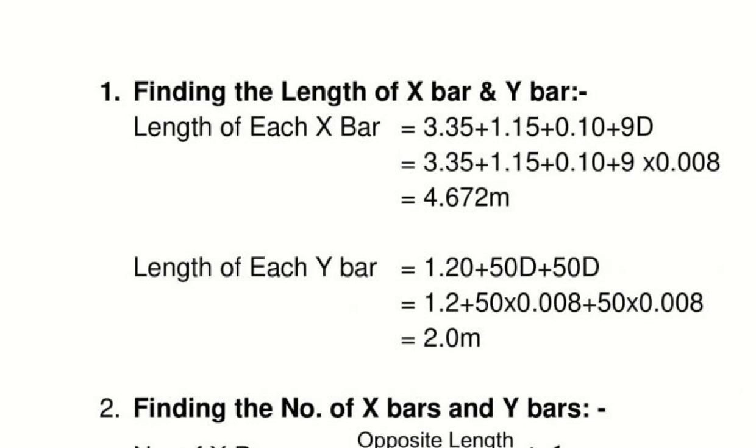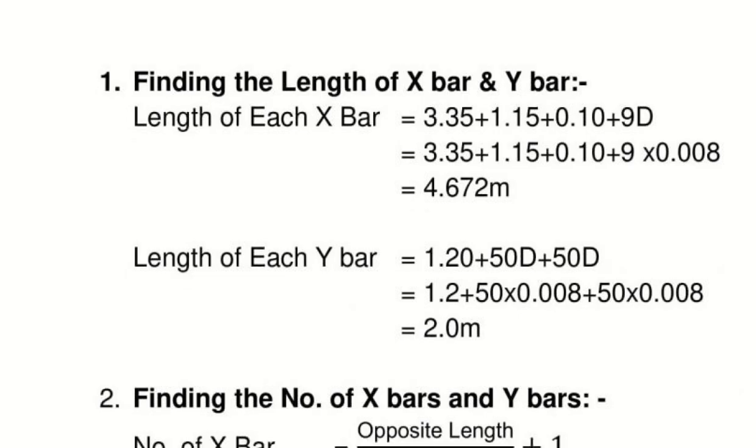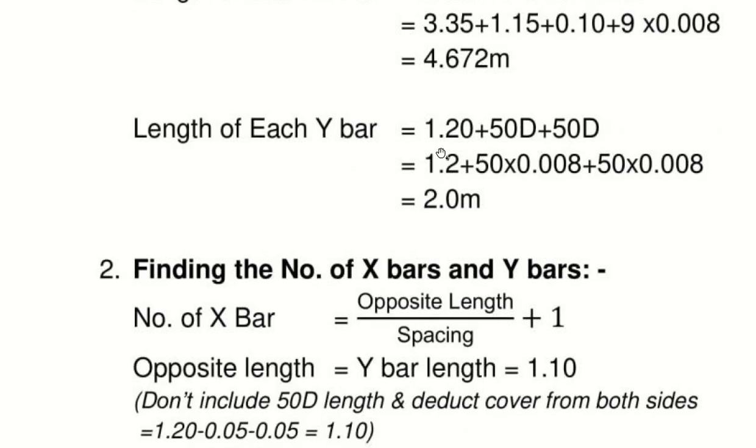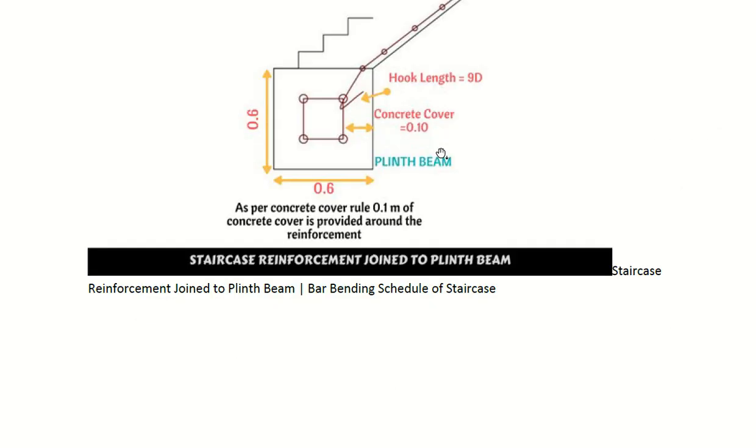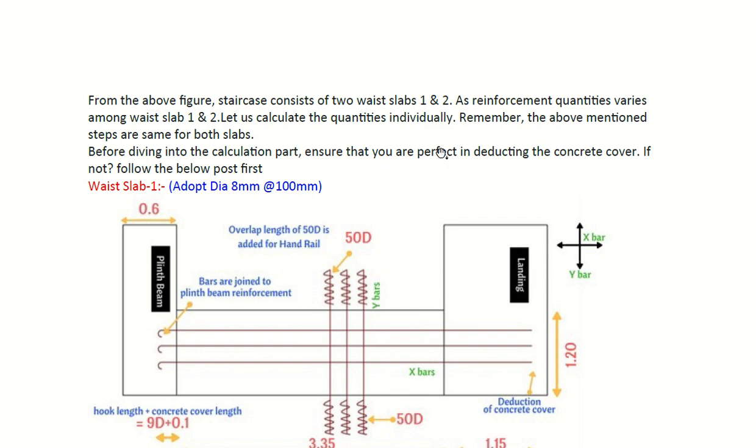And how do you find out the number of bars? Length divided by spacing plus 1. Yes. So for x bar, if I'm talking about these bars, my spacing is this one, which is 1 point something. And if I'm talking about the y bars, my spacing is this one, 3 point something. Got it?